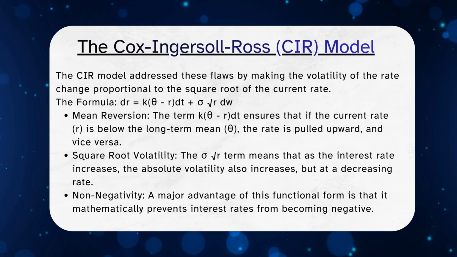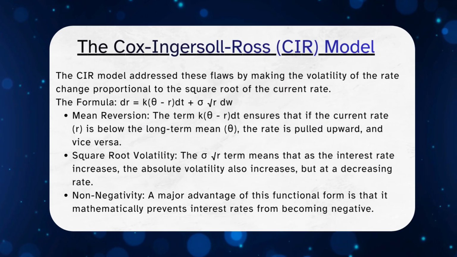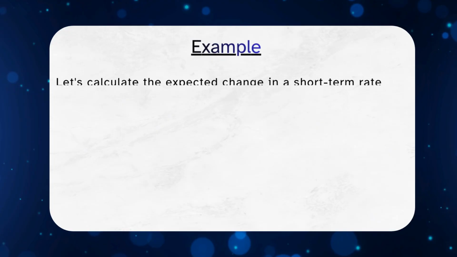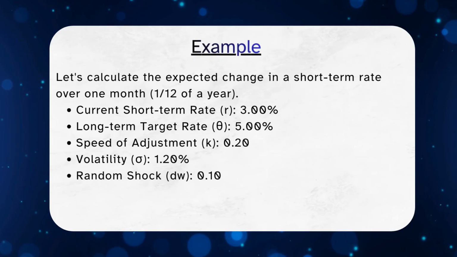The first half of the equation handles mean reversion, which is the economic gravity pulling the rate back to a long-term target. But the second half is where the magic happens. By including the square root of the rate, the model ensures that as rates rise, volatility increases, but at a decreasing pace. Most importantly, as the rate approaches zero, the volatility also shrinks towards zero, effectively preventing interest rates from ever turning negative.